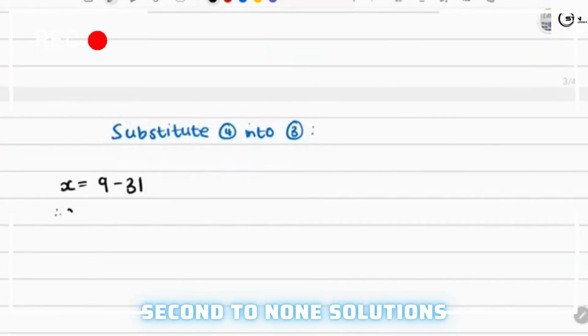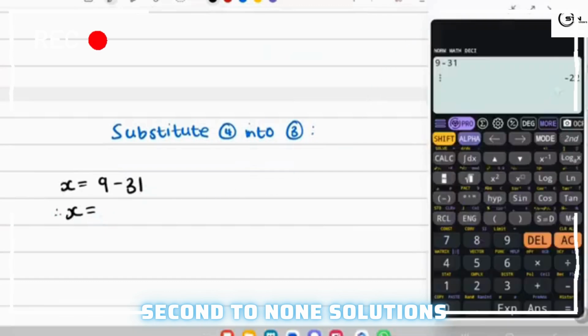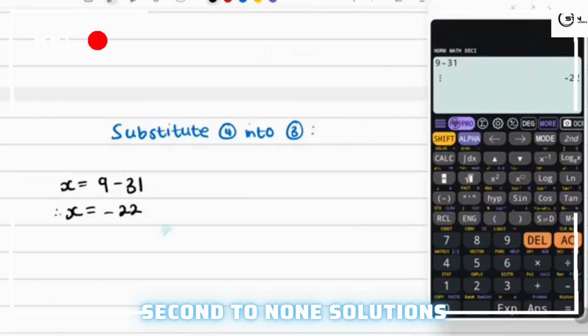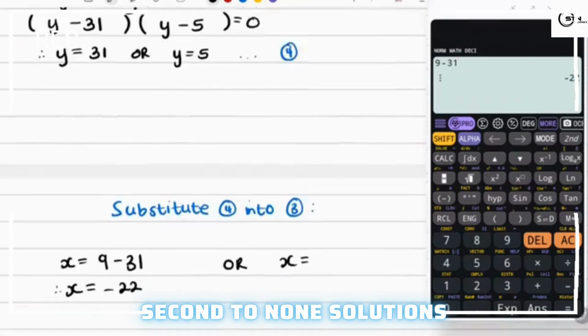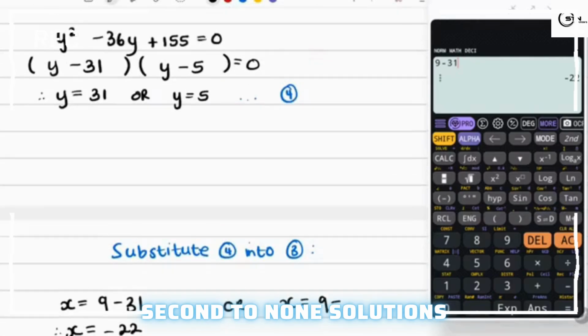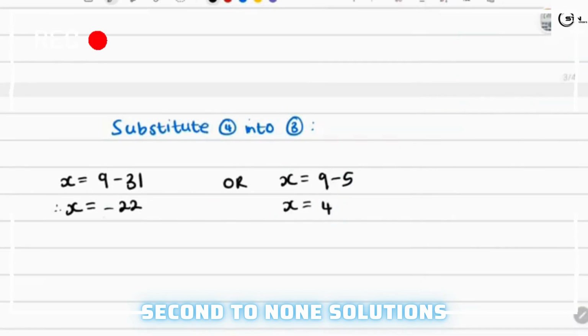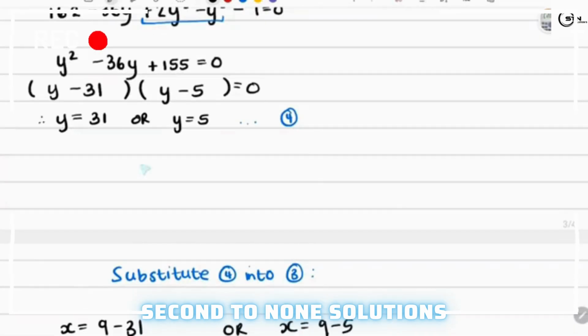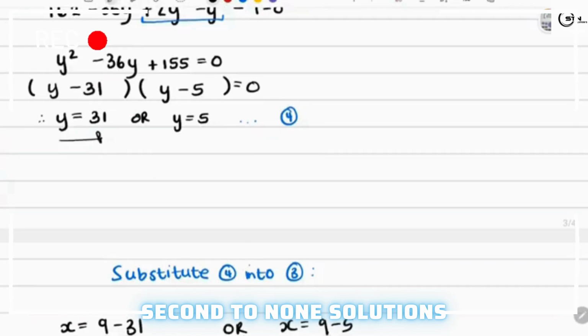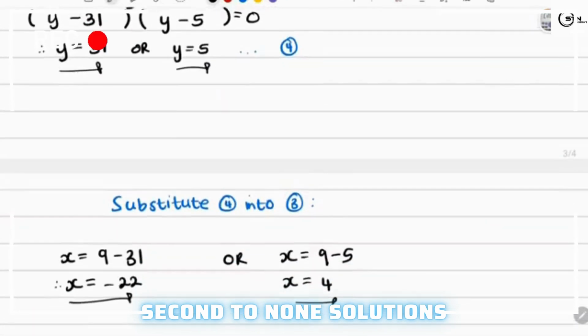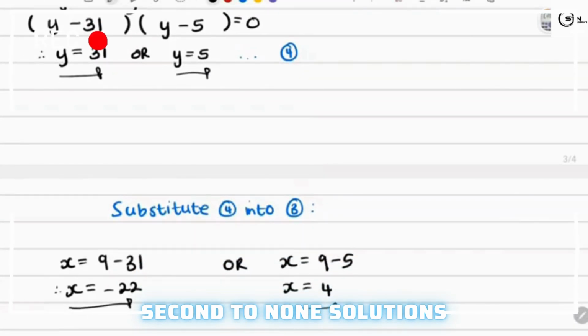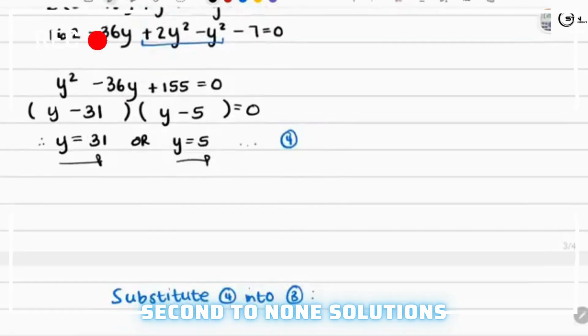Okay, so therefore x is equal to, and we get negative 22. And then you can say, or x is equal to, and then that is 9 minus your second value, which is 5, and x is therefore equal to 4. So those are our solutions. When x is equal to negative 22, y is equal to 31. X is equal to 4, y is equal to 5. Okay, moving on to the next question.